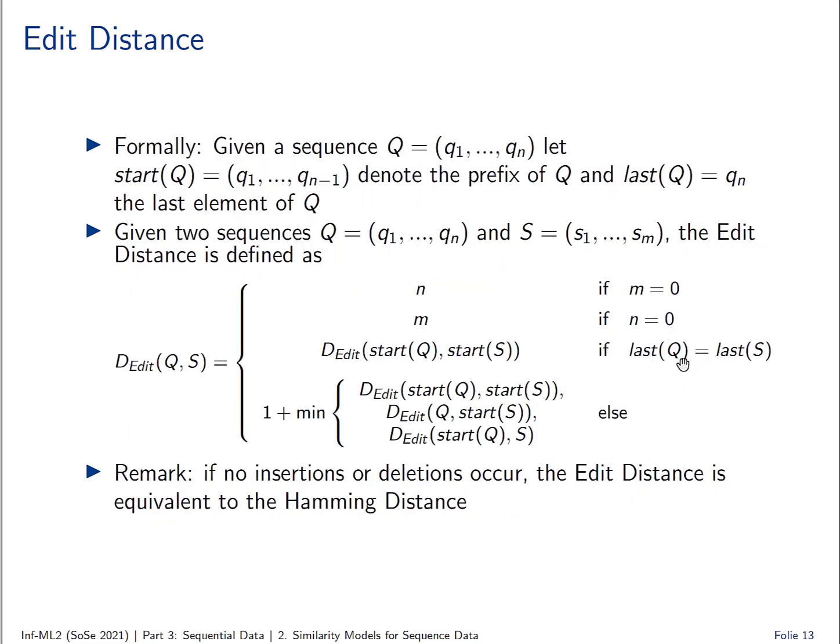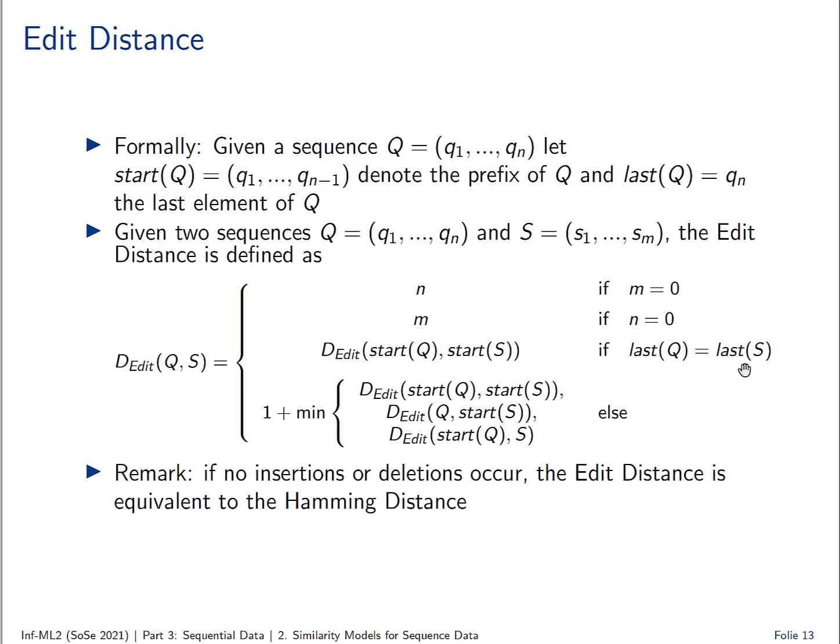So if the last elements of the two sequences match, then we just have to look at the prefixes of Q and S and determine the minimum number of edit operations required to transform the prefix of Q into the prefix of S. But we don't have to take care of the last elements of these two sequences, obviously.